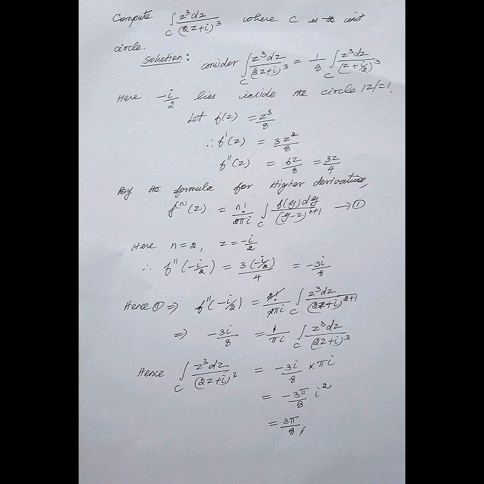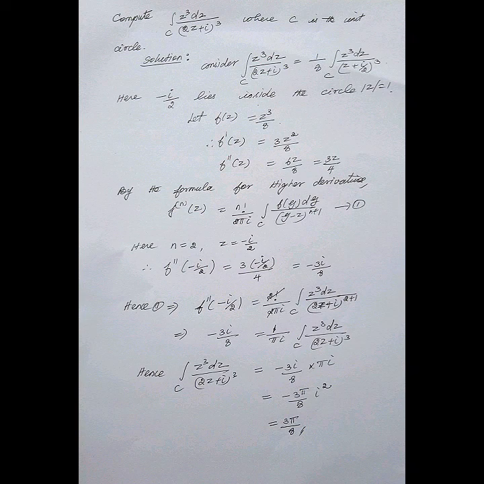And therefore, here n = 2 and z = -i/2. f(z) = z³/8, f'(z) = 3z²/8, f''(z) = 6z/8, in other words 3z/4. Write the formula then. And therefore, f''(-i/2) = 3 × (-i/2)/4, that is equal to -3i/8.